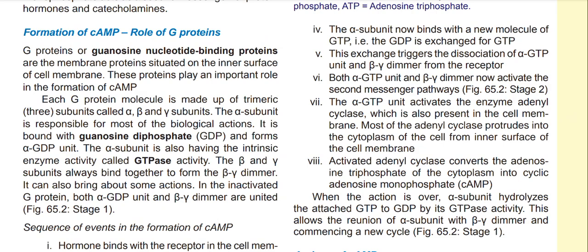The beta and gamma subunits always bind together to form the beta gamma dimer, and it can also bring about some action in the activated G proteins. Both the alpha GTP unit and beta gamma dimer are united.